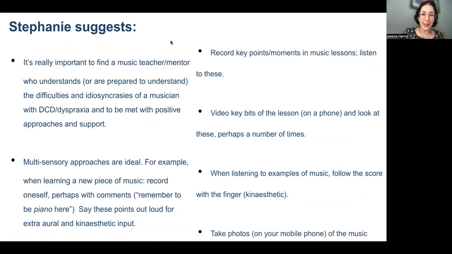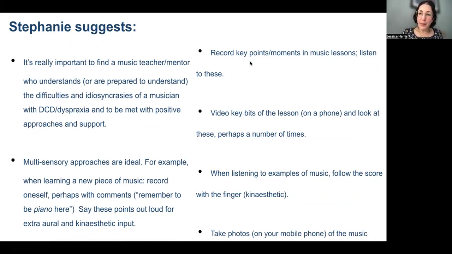So Stephanie also suggests it's really important to find a music teacher or mentor who understands or is prepared to understand the difficulties and idiosyncrasies of a musician with DCD, and to be met with positive approaches and support. Multisensory approaches are ideal. So for example, when learning a new piece of music, record oneself, perhaps with comments. Remember to be piano here. Say these points out loud for extra aural and kinesthetic input.